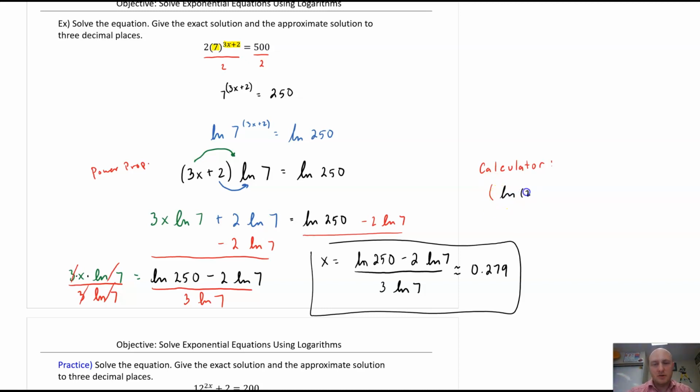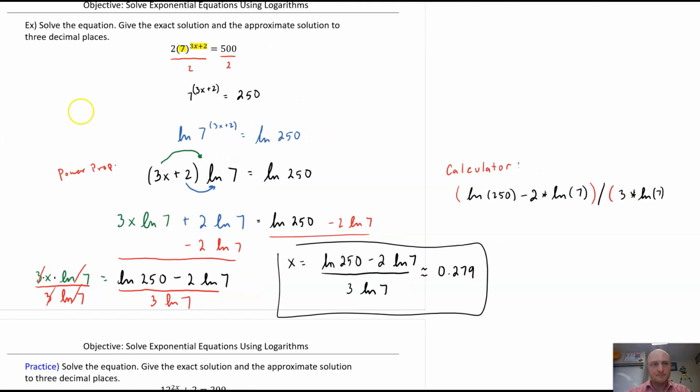So natural log of 250 minus 2 times the natural log of 7, close parenthesis, and then close off your numerator again. Very important that you do that. And then you divide, and then you need to open up parentheses for your denominator. You need to isolate your numerator. All those computations need to occur, and then you can divide by the computations of your denominator. So parenthesis off 3 times natural log of 7. So if you're using a TI 30 and you're having trouble, this is what your calculator should look like.